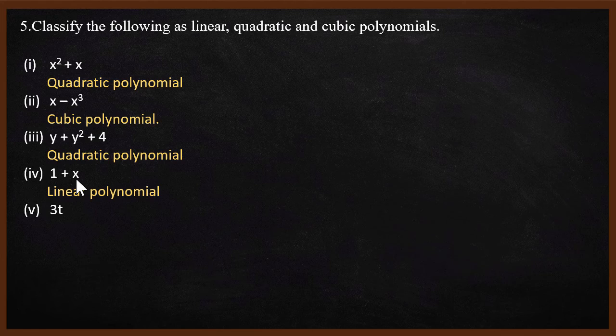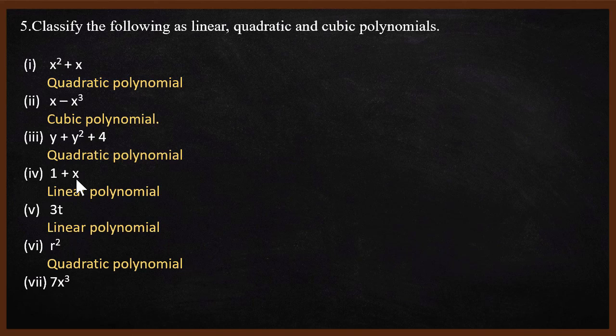Not final, I think we have more. 3t. It's linear because the degree is 1. R square. Degree is 2. Hence it is quadratic. 7x cube. Degree is 3. It is cubic. Why is the degree 3? Because x to the power 3. In this case, it's r square, hence it is 2. In this case, it's t to the power 1, it's 1.